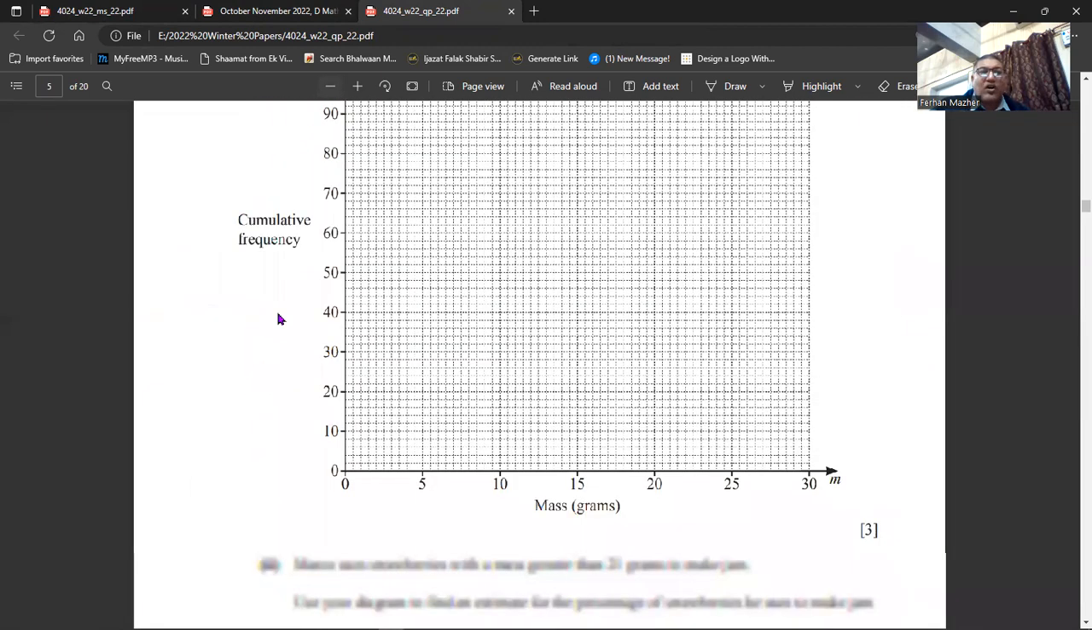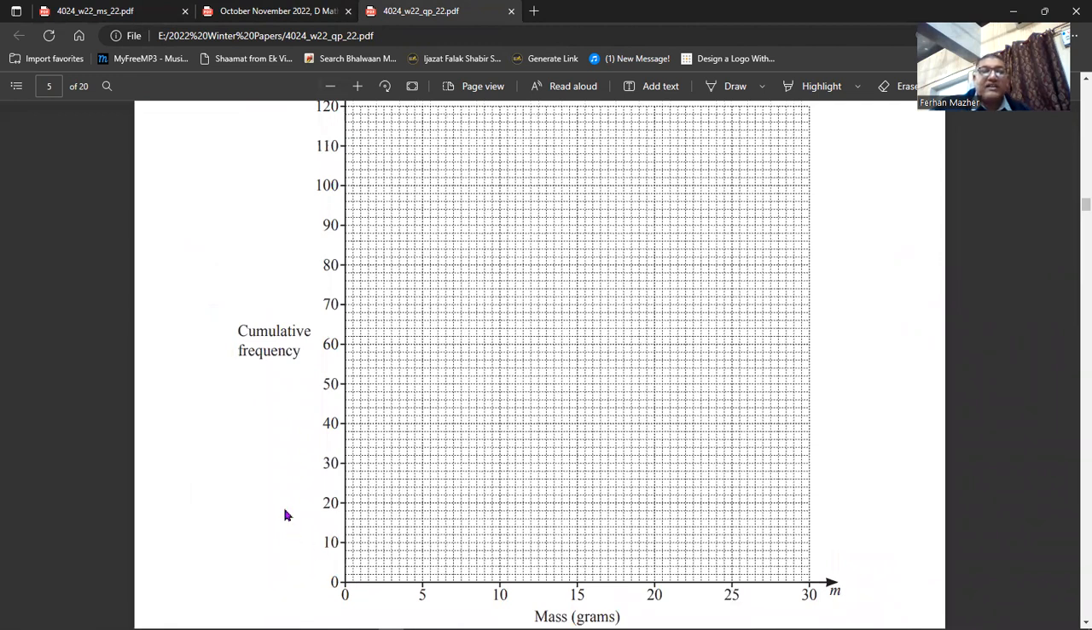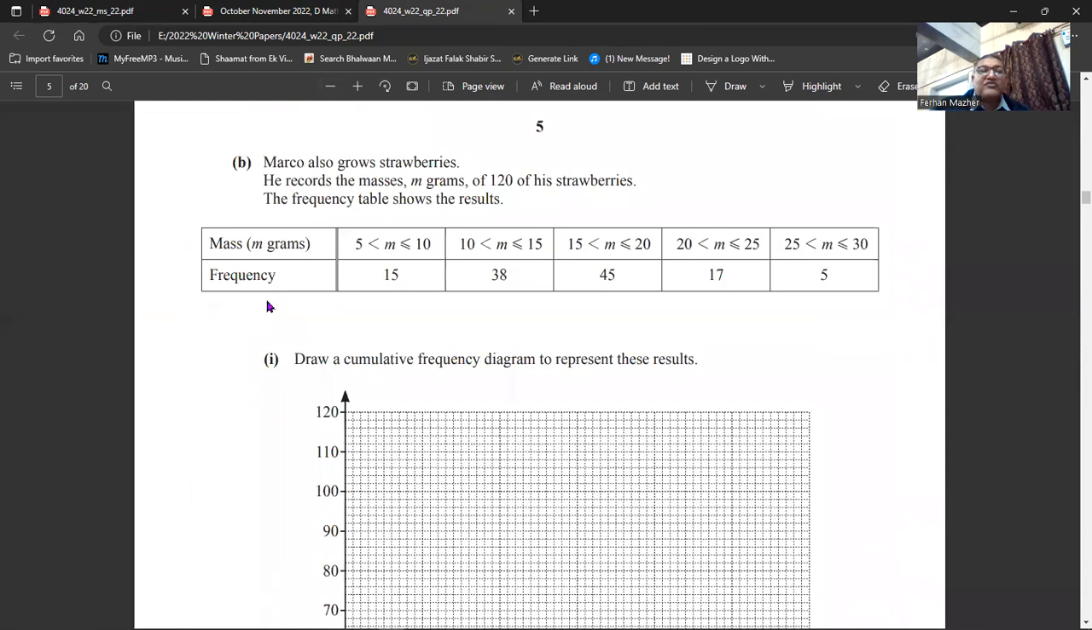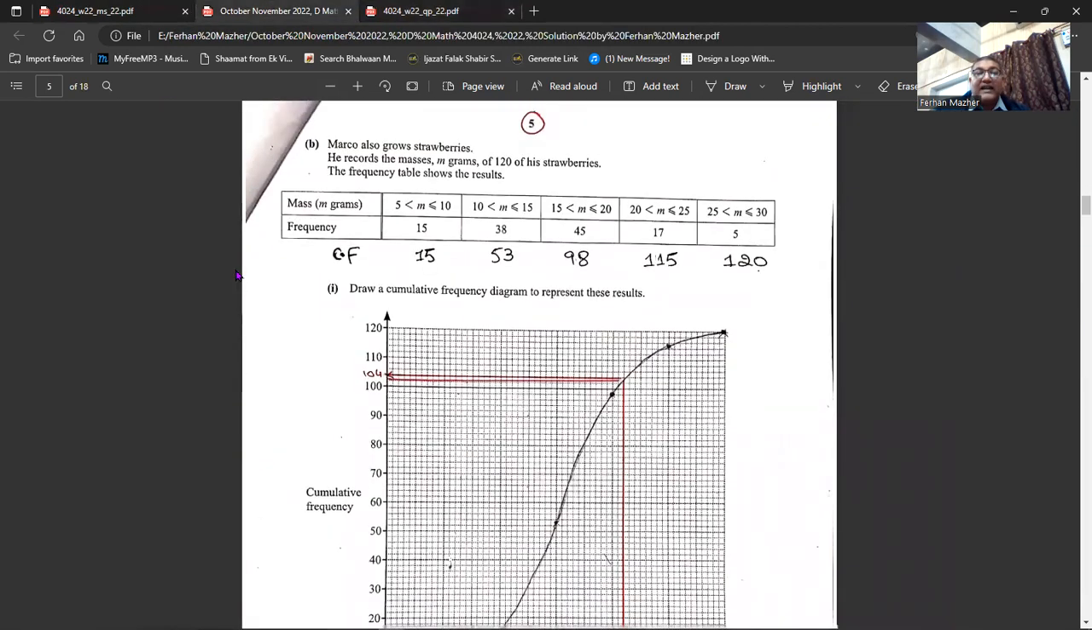So here we have to draw a cumulative frequency diagram. The mass is already given here and the cumulative frequency is given here. So here I will make a small row where we write cumulative frequency. First frequency will be written as it is, and that is 15. And then the next one will be added. In this answer, I will add the next one. So I will get the cumulative frequency table.